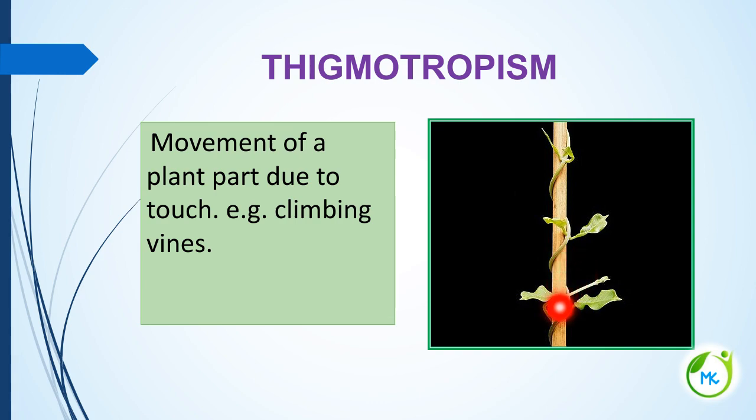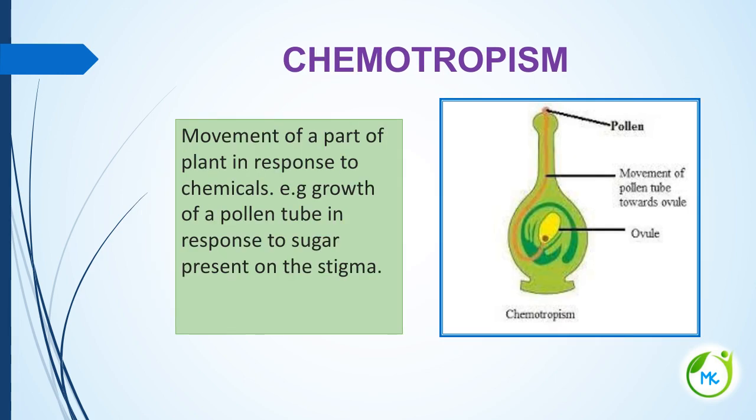So they cannot grow erect. So when we give a support for the plant to grow, on touching the support, it grows or bends towards the support and grows. So this kind of movement is called Thigmotropism.